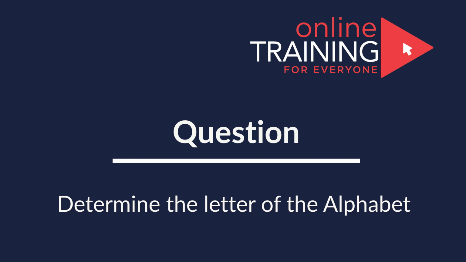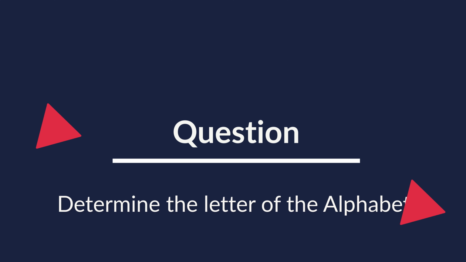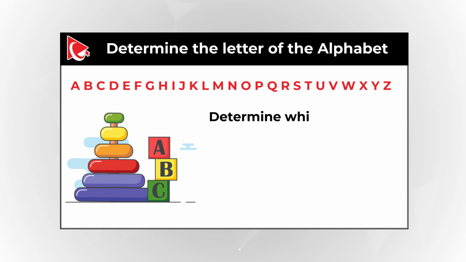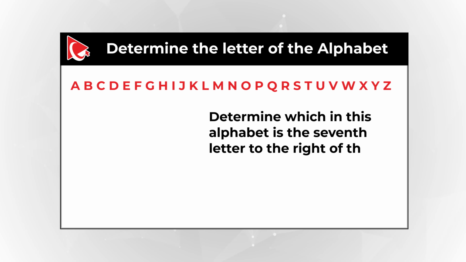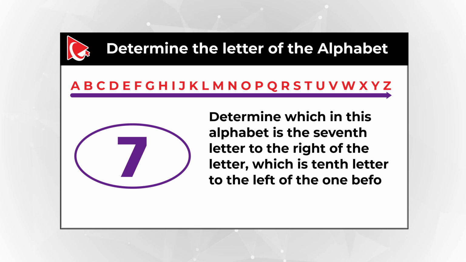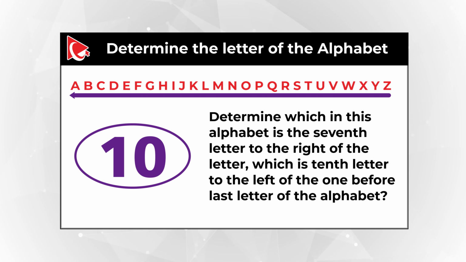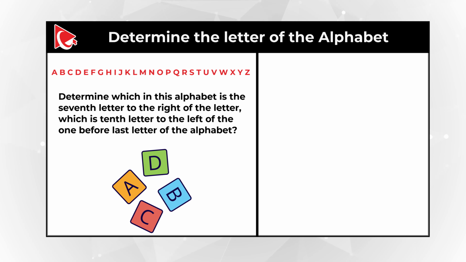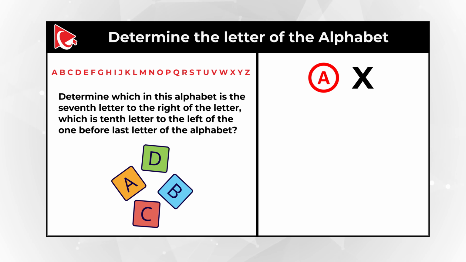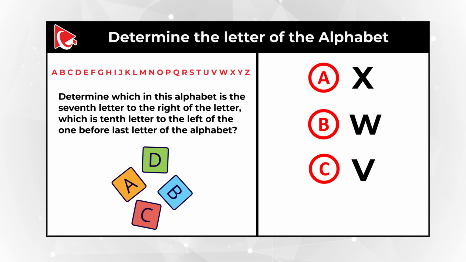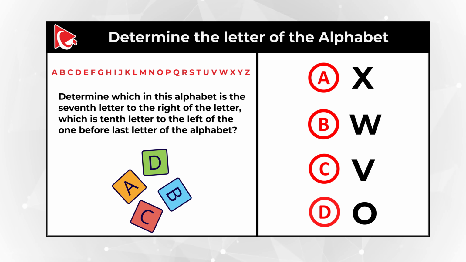I'd like to share with you a very interesting question where you need to determine the letter of the alphabet. You're presented with 26 letters of the English alphabet, and you need to determine which letter in this alphabet is the 7th letter to the right of the letter which is 10th letter to the left of the one before last letter of the alphabet. You have 4 different choices. Choice A, letter X. Choice B, letter W. Choice C, letter V. And choice D, letter O.